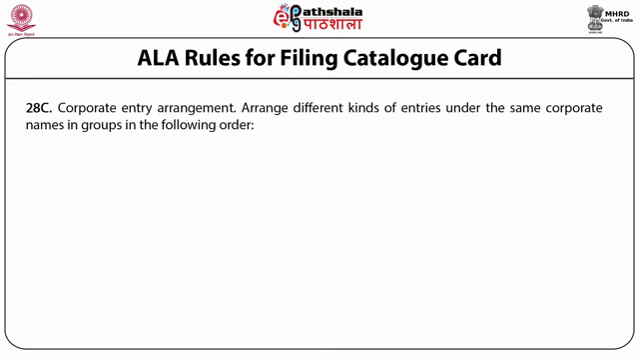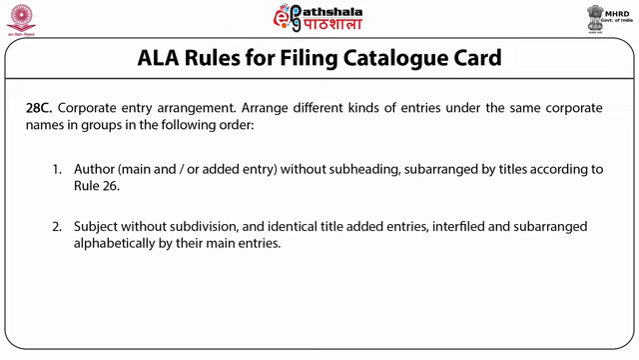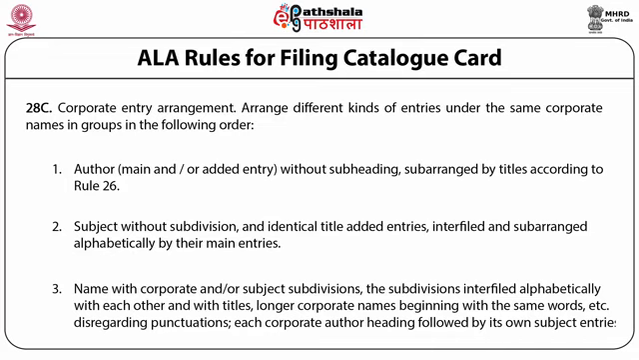Rule number 28C. Corporate entry arrangement. Arrange different kinds of entries under the same corporate names in groups in the following order. First, author, main and or added entry without subheading, arranged by titles according to Rule 26. Second, subject without subdivision and identical title added entries interfiled and subarranged alphabetically by their main entries. Third, name with corporate and or subject subdivisions. The subdivisions interfiled alphabetically with each other and with titles, longer corporate names beginning with the same words, etc., disregarding punctuation, each corporate author heading followed by its own subject entries.